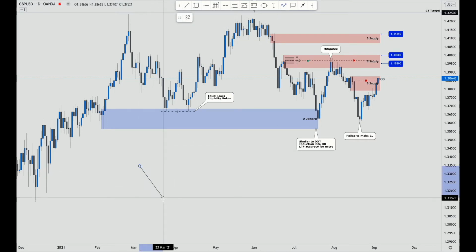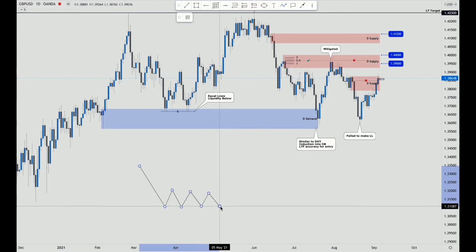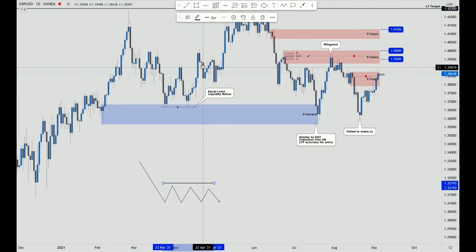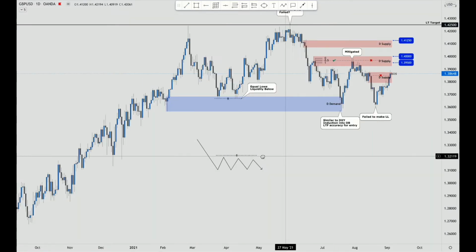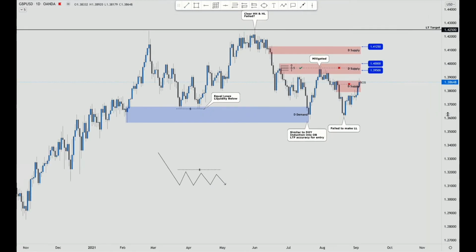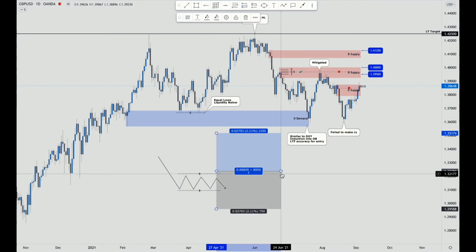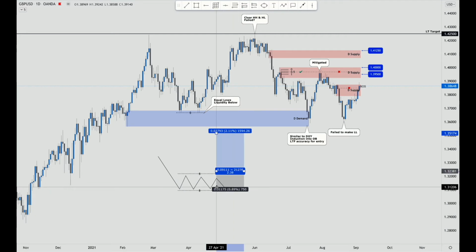So for example, let me show this graphically. We're coming from the downside, we've got something that looks like that. So we have in this zone, we've got equal highs. So we have equal highs and equal lows.